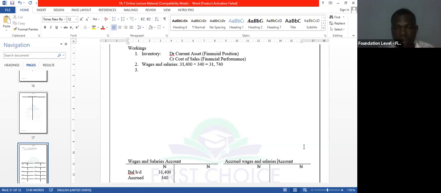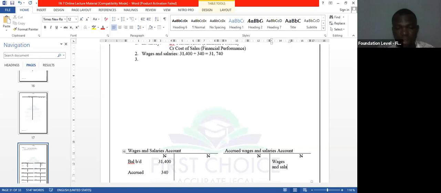Since there's no previous figure, I don't have an opening figure. So what I'm going to do here is put it second here, wages and salary expenses. Okay, now I'm going to shorten this. So we have that to be 340. So we are good to go, 340. We are done with the double entry for that.